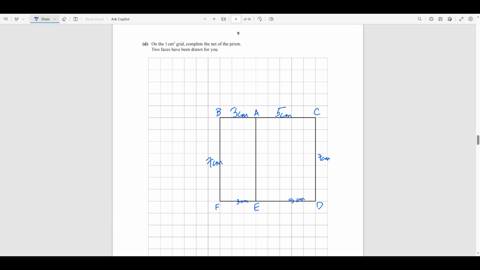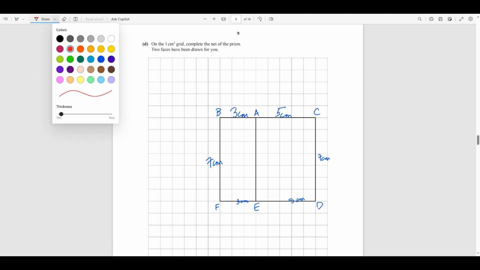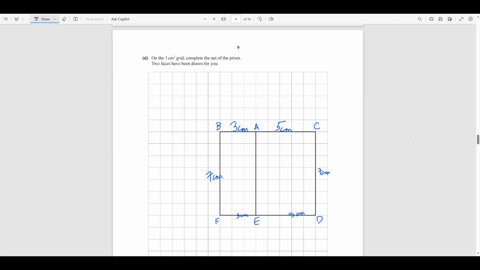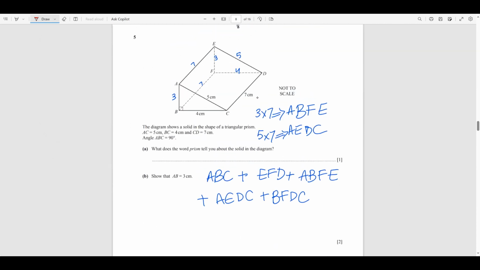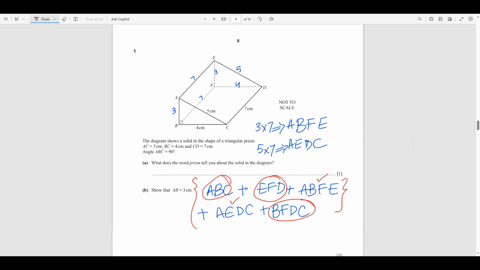Now once we have labeled the things that are already made here, let me change the color so it's easier for you to see other things. Now we need to draw all these other shapes. So ABFE is already made and AEDC is already made. Now let's talk about the triangle ABC, EFD, and the quadrilateral BFDC. Now we will see whichever is better for us to draw.